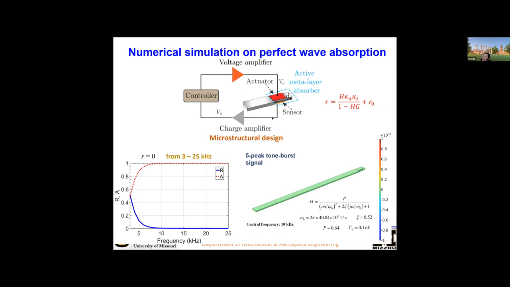Say you want to make this kind of one-dimensional meta layer for total absorption over a very broad frequency region, like a demonstration from 3 to 25 kilohertz. So this is a numerical simulation. You can see the refraction is equal to zero, meaning total absorption in this broad frequency region. And this is a numerical simulation in the transmit case. If you send a 5-tone burst signal into this meta layer, you can see the incident wave is pinched into this meta layer and totally absorbed. There's no refraction at all. So basically the mechanical energy is totally absorbed into electrical energy. Okay.